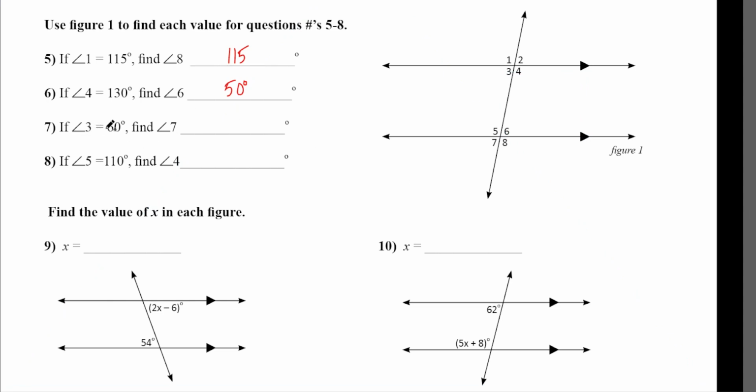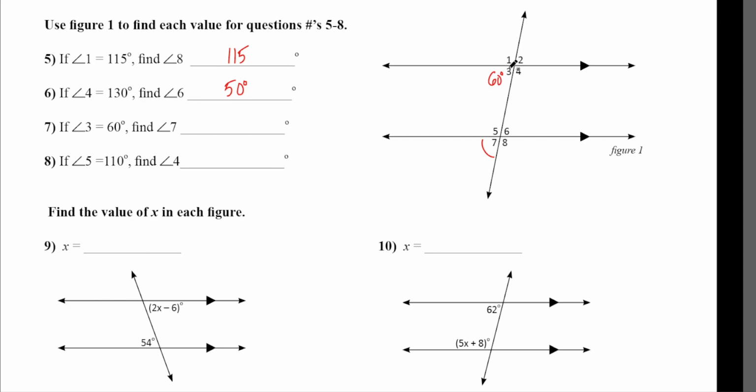Here we go. Angle 3 is 60. So what am I going to do? I'm going to come up here to angle 3 and put a 60. Find angle 7. That's this angle right here. Again, we do the same thing. We look to see the relationship between them. Look at angle 3, look at angle 7. What are they to each other? They're corresponding angles. Very good.